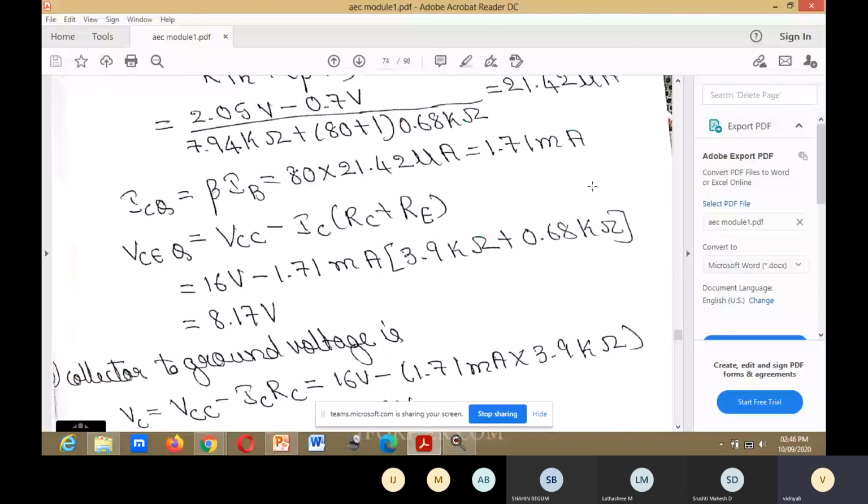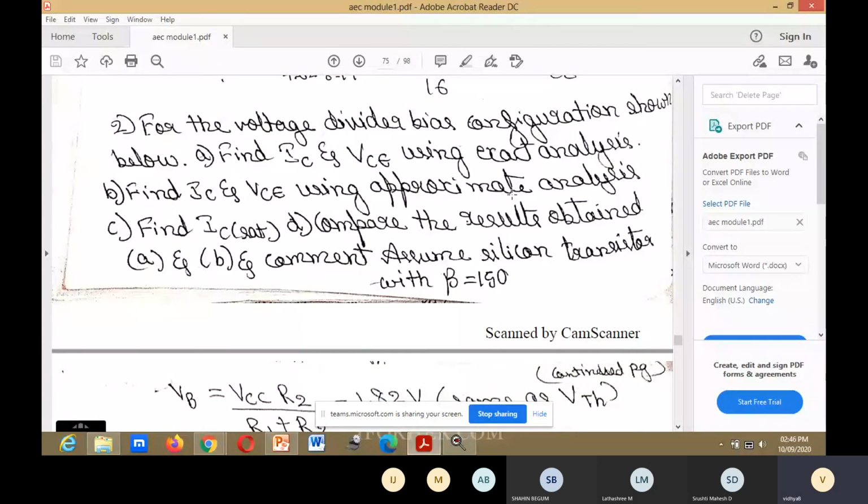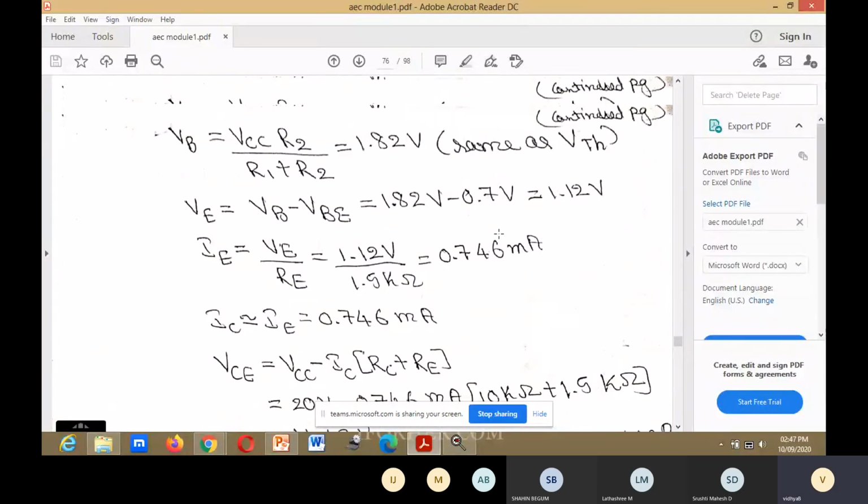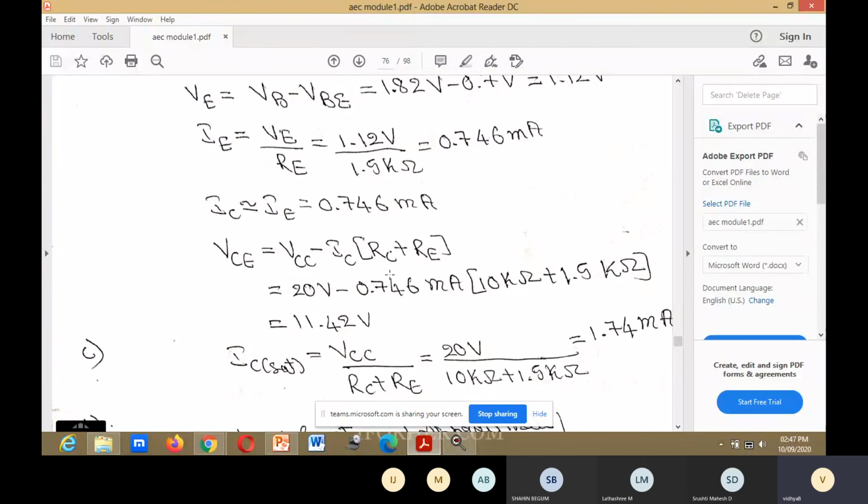For this problem I have not drawn the figure. You just take the values for the resistances. I have mentioned RC resistance is 10 kilo ohm. This is given; we will not find it out. RC is equal to 10 kilo ohm and RE is 1.5 kilo ohm. They will mention it in the question, or they will give the diagram for that.